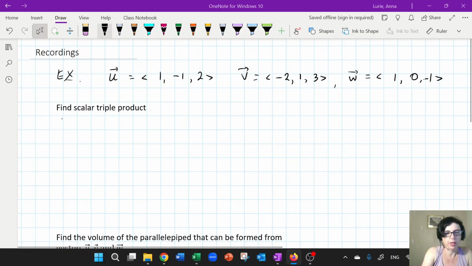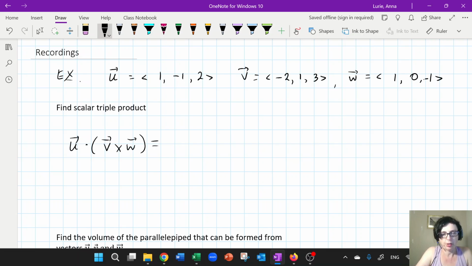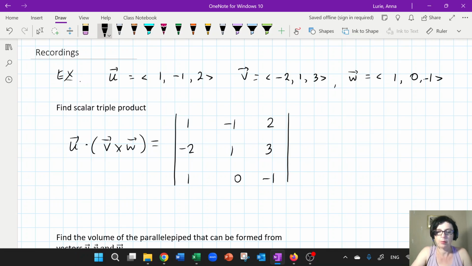So notation wise, this looks like this. This is going to be u, and then we dot it with the cross product of v and w. And what we get is called scalar triple product. Now, the way we compute it is by computing a determinant, and we should keep the order the way that it is. So the first row will be the first vector, the second row is the second vector, and the last row is vector number 3, which is w.